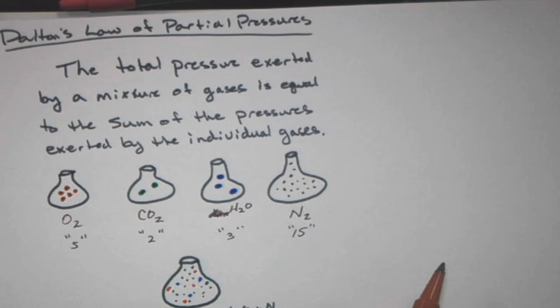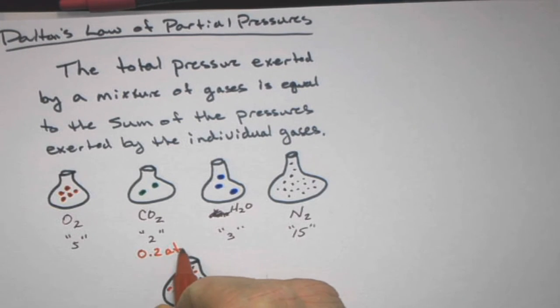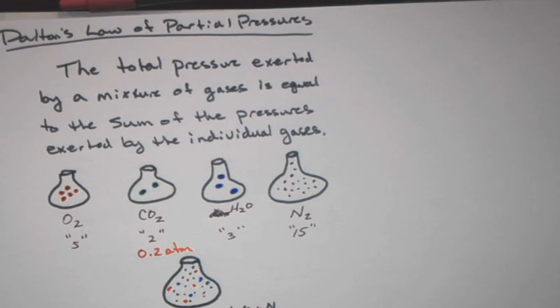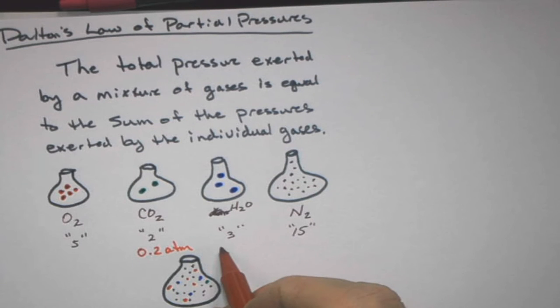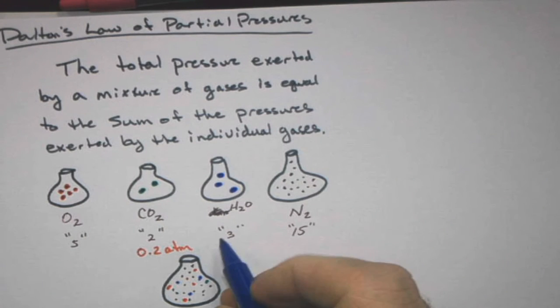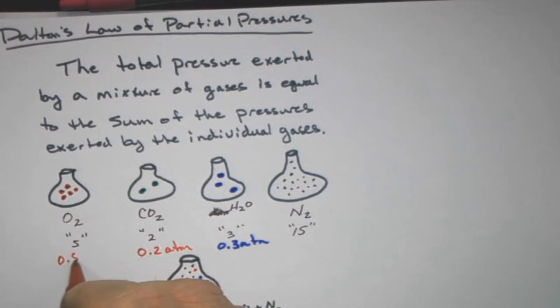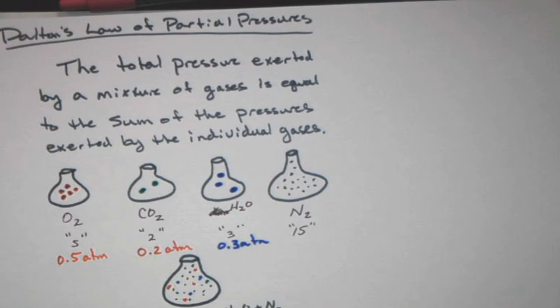If I told you that the pressure exerted by this carbon dioxide was 0.2 atmospheres, what do you think the pressure in this one would be? If this one is 0.2, then this one would be 0.3. How about this one over here? This one would be 0.5. And how about this one over here? This would be 1.5.